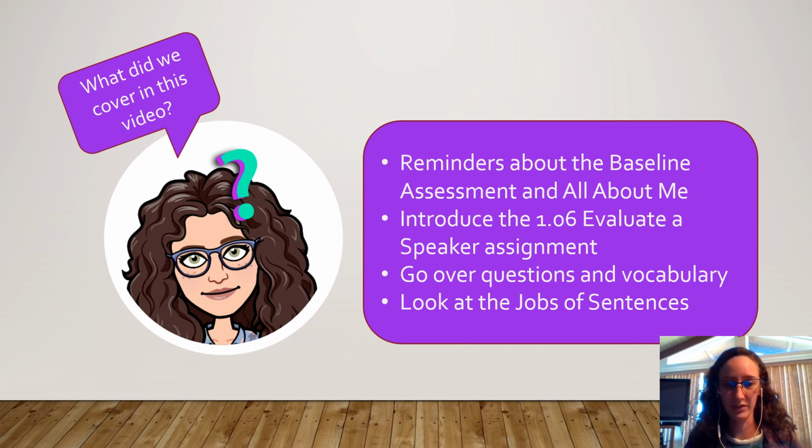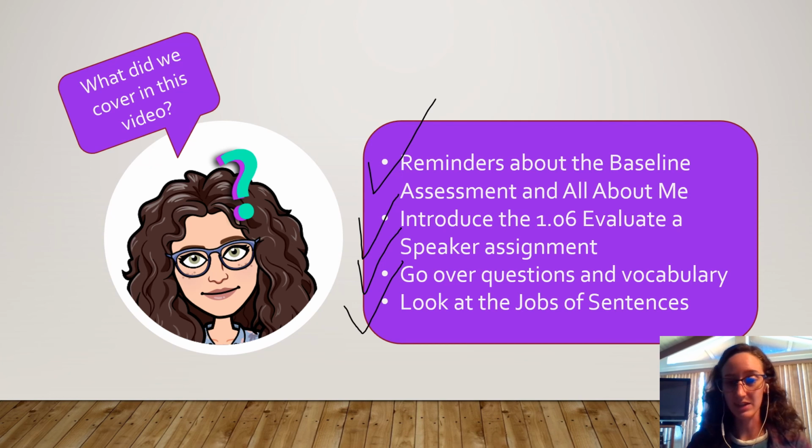Okay, so what did we cover in this video? Did we accomplish what we needed to accomplish, or what we set out to accomplish? So we went over reminders about the baseline assessment and the all about me. Check. We introduced the 1.06 evaluated speaker assignment. Check. That is due when? On Friday. We went over questions and vocabulary. So we talked about claim, we talked about reasons, we talked about evidence, we talked about counterclaims, we talked about fallacies and fallacious reasonings, and we also looked at the jobs of sentences and saw an example paragraph of how that might look. So that's it. We did what we needed to do.